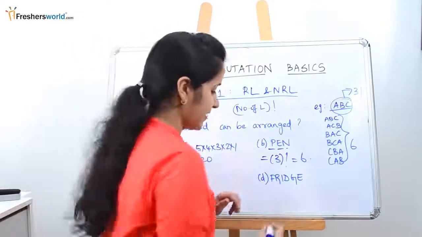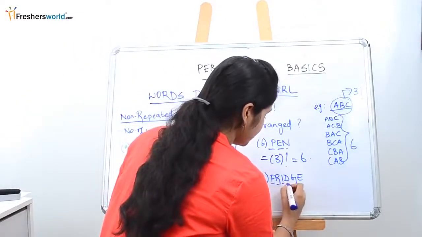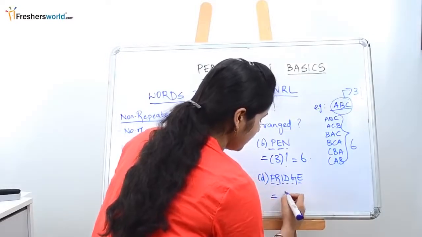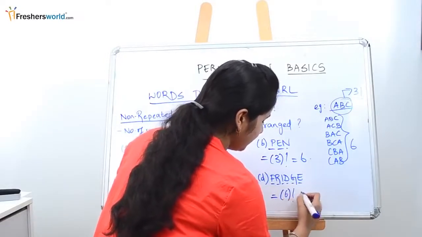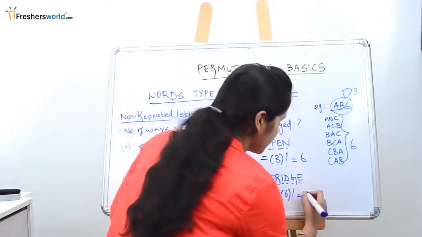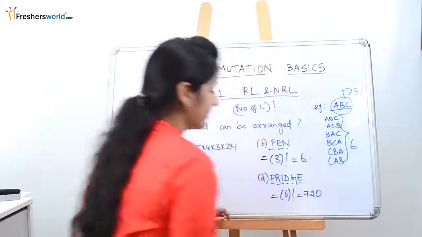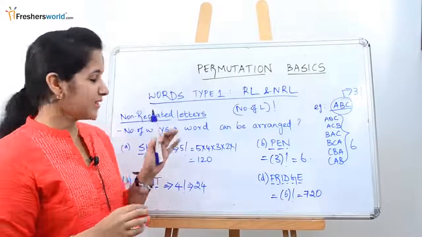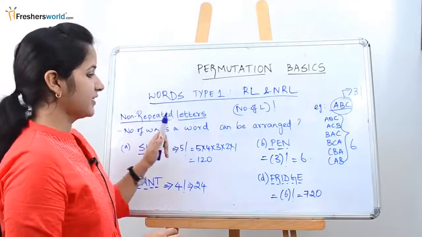Let's take another example. They have given 6 letters here. What is the formula? Number of letters and the factorial, which is 6 factorial, which is nothing but 720. So, this is the way non-repeated letters can be arranged.